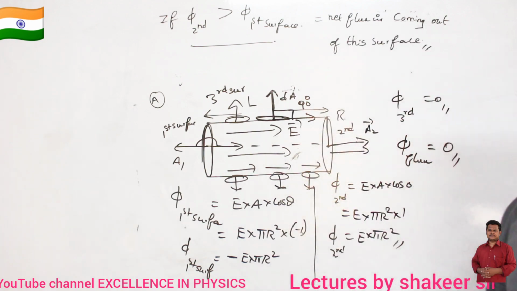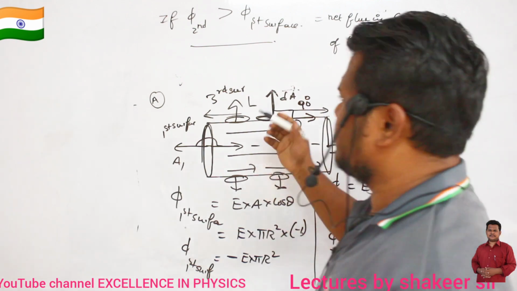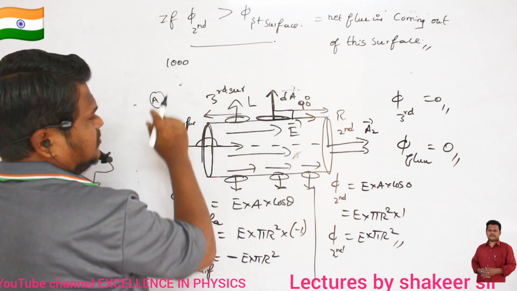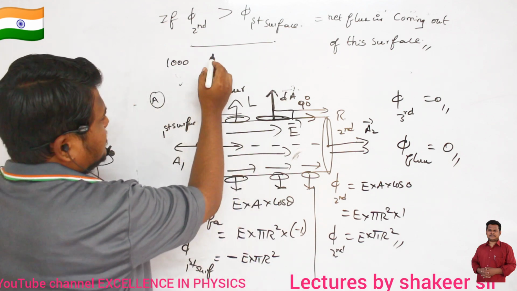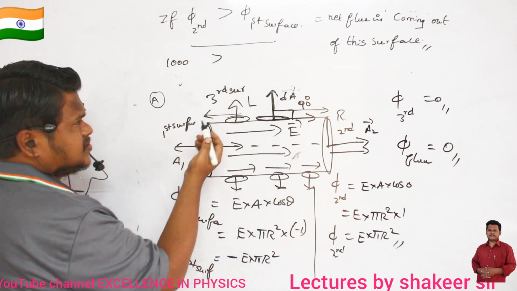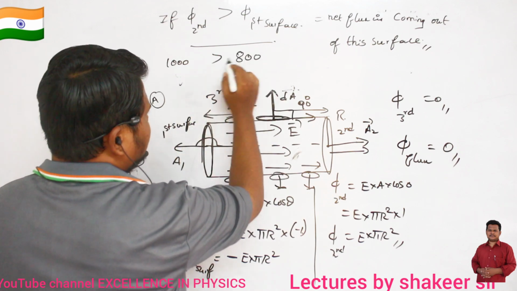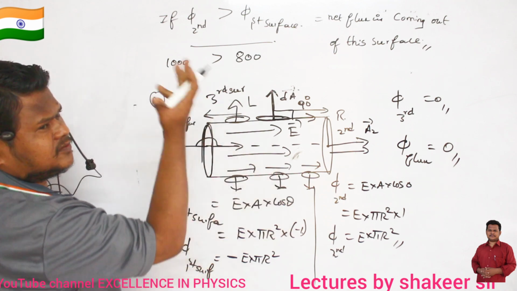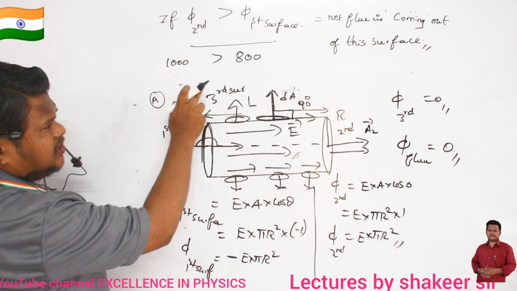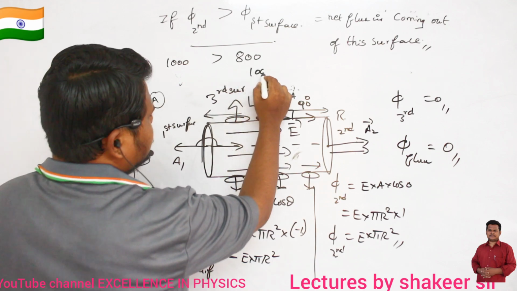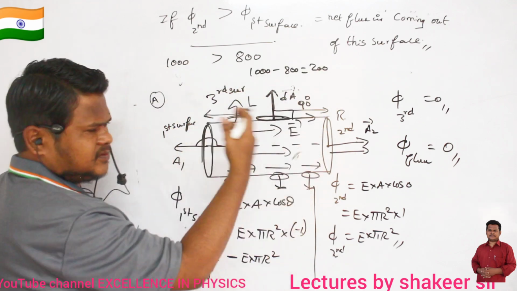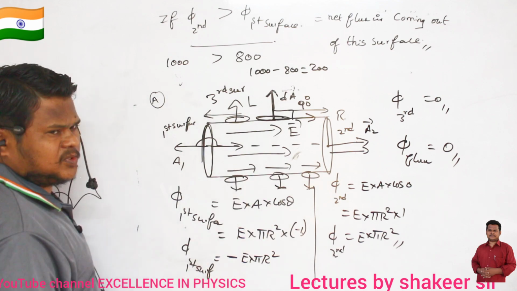Are you able to understand? Flux coming out of this surface, let it be some 1000 lines coming out. Clear? Now how many flux lines are entering into the first surface? Let only 800 lines be entering. Then totally how many lines are coming out of this surface? Net 200 lines are coming out now. So 1000 minus 800 is how much? 200 lines are coming out of this surface. Are you able to understand?